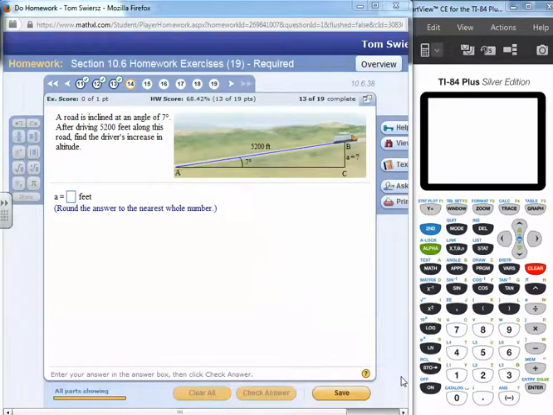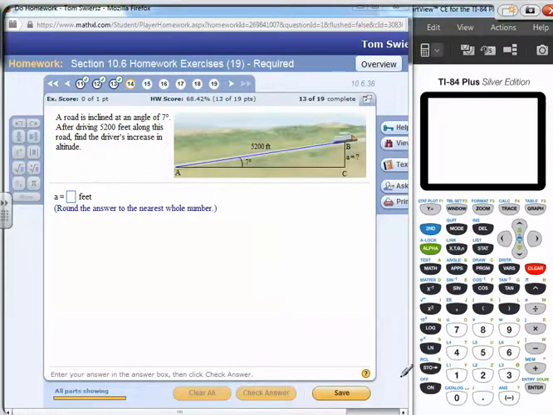Let's go ahead and look at homework exercise number 14 from section 10.6. The road is inclined at an angle of 7 degrees, so there's our 7-degree angle, angle A. After driving 5,200 feet along this road, find the driver's increase in altitude, so he's going up a hill.